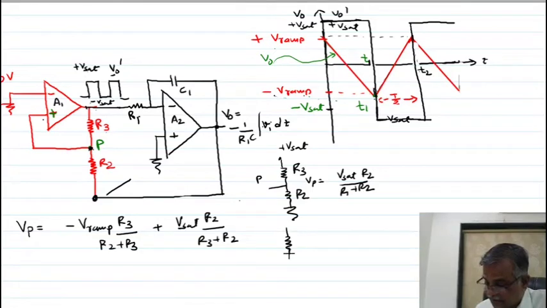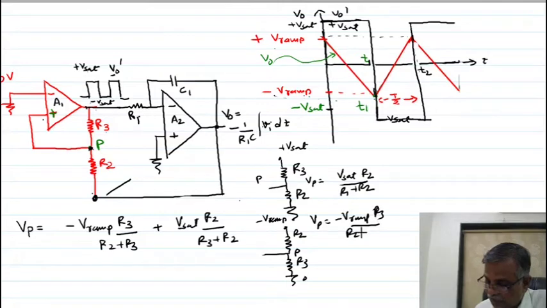Now the second time I am taking the ramp voltage here, where it points to R2, and this point I am making ground. What is the potential at point P? The potential at this point is minus V ramp into R3 upon R2 plus R3.